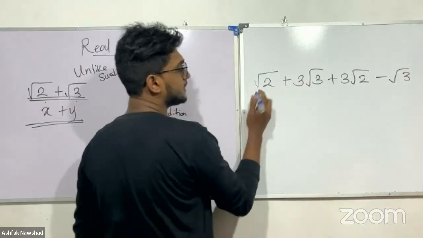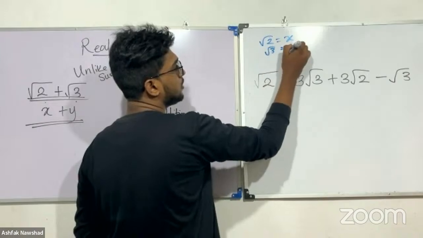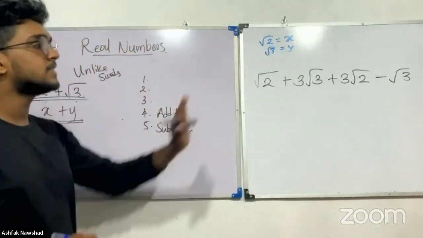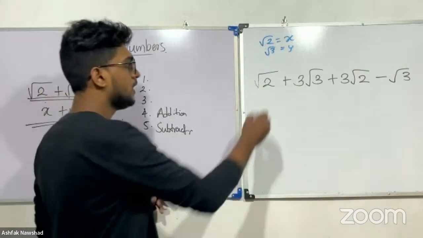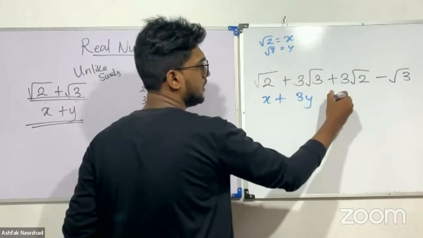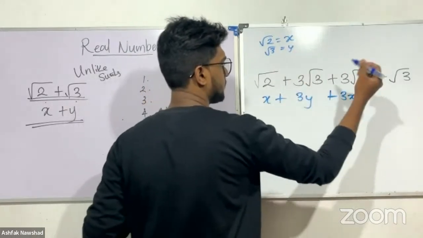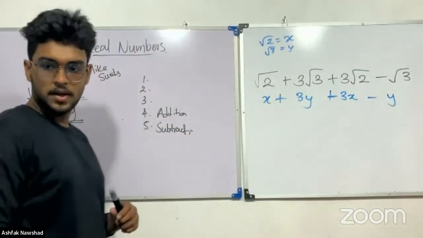So it's something like this. I'll take root 2 as x and root 3 as y. You don't have to do this, just for the sake of understanding, I'm teaching you like this. Right? See, here's x. Here is 3y. See, 3 root 3, 3y. Here's 3x. Here's minus y. Now I hope it is clear.